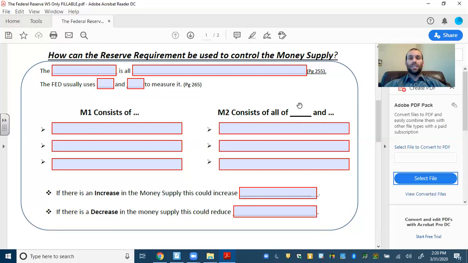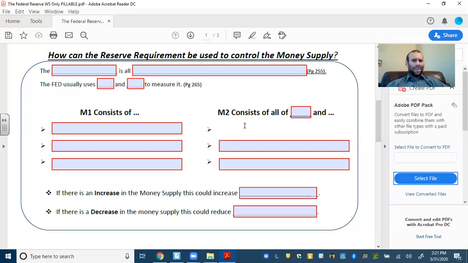So M2 consists of all of M1 and what we call near money. Remember, it's money you can spend, but you can't spend it right now. You have to do something first before you can spend it. So an example would be your savings account. So the first type of M2 is savings, or money in savings accounts.